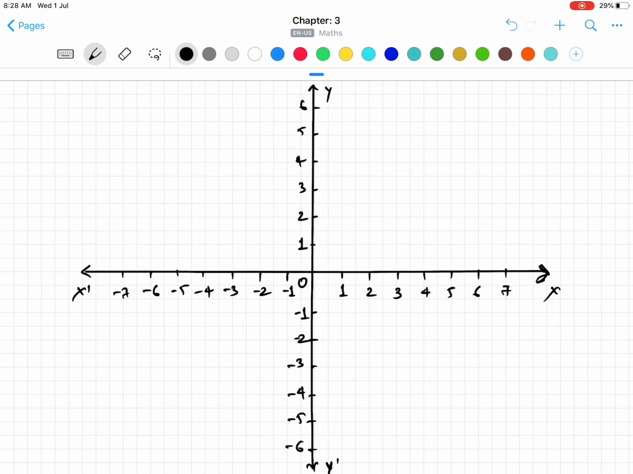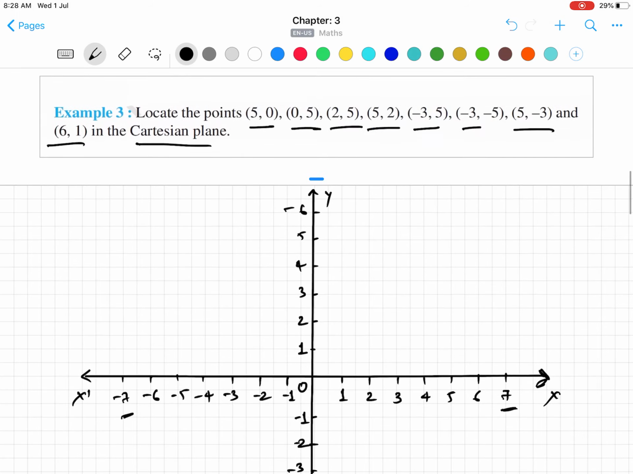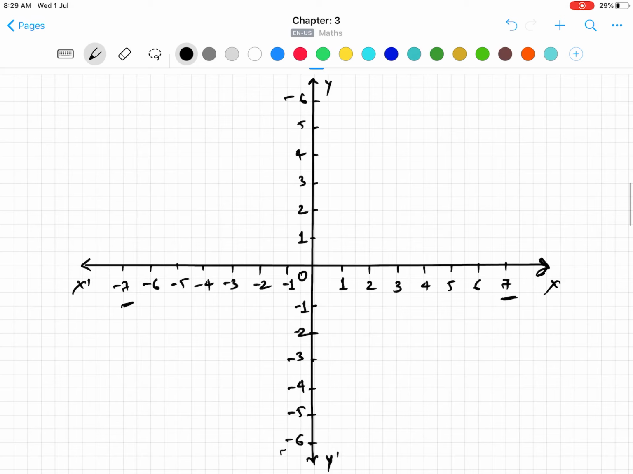Okay, so why I have taken this axis only till 7 here and till 6 here, because the maximum value of the point that is given to us is 5 or 6. Okay, so we will not draw it beyond 6 or 7, because the maximum value that is given to us in the question is only this here, 6. Okay, the lowest is 0, so we'll draw it about till 6 or 7. Okay, we don't need to draw it further.